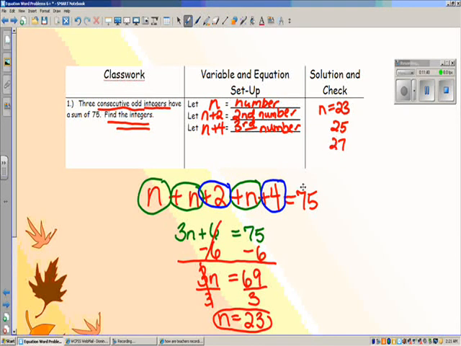Just in case you couldn't do that math in your head, you could take your 23, since we know that 23 is what n is equal to, and we can plug it in here to get our second number. 23 plus 2 gives us 25. 23 plus 4 gives us 27. So this is our first odd integer. Here's our second. And here's our third. Now we've answered the question.